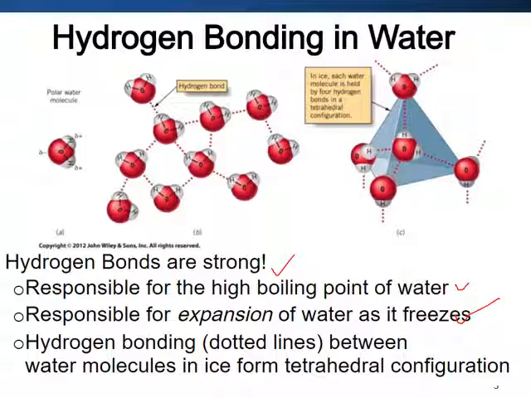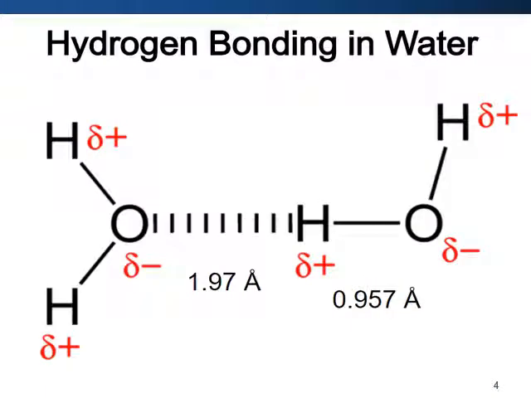Hydrogen bonding, the dotted line between the water molecules in ice, forms a tetrahedral configuration. For example, this one: hydrogen bonding in water, you must know this is between H2O. This O is electronegative, hydrogen is electropositive. So it has around 1.97 and is strong. It's very thick, very strong as well. Between this H and O, it has around 0.97. So this is much stronger, and that's why we choose this one compared to this one.